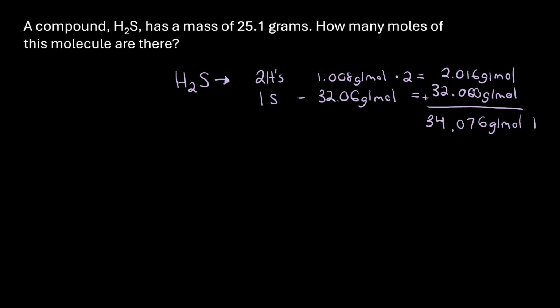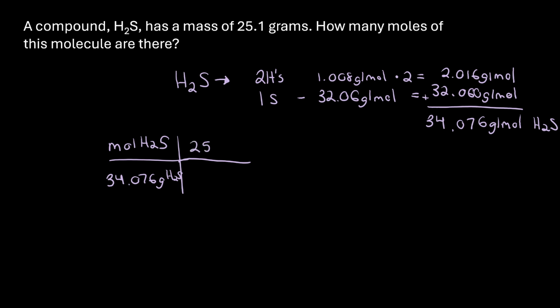So this is the molecular weight for H2S. Now we can just do the good old conversion table in order to convert it to moles. I'm going to put moles of H2S using the molecular weight of 34.076 on the bottom. And so the moles will end up on top, and that's what our final answer wants to be in. That's why I have inverted it in the first entry. And I'm going to put 25.1 grams of H2S in the next line.